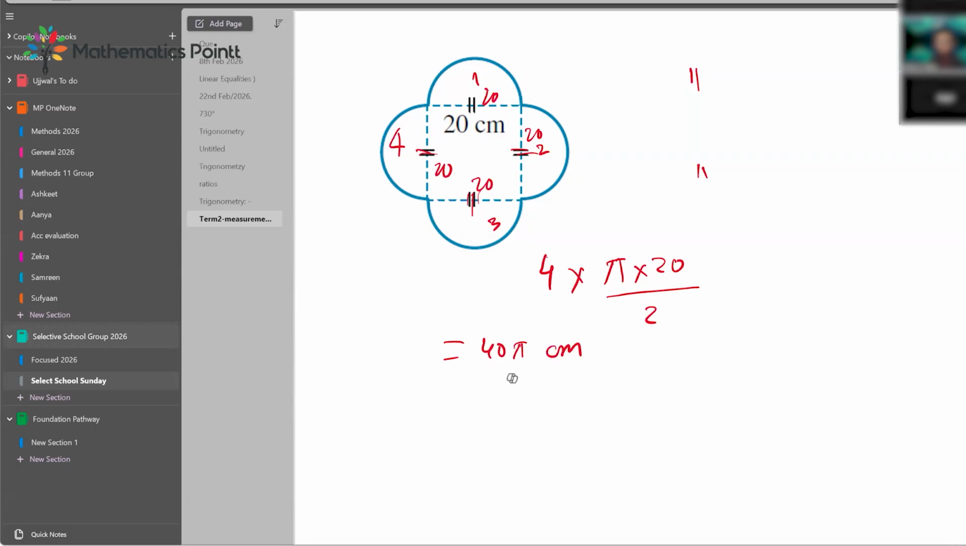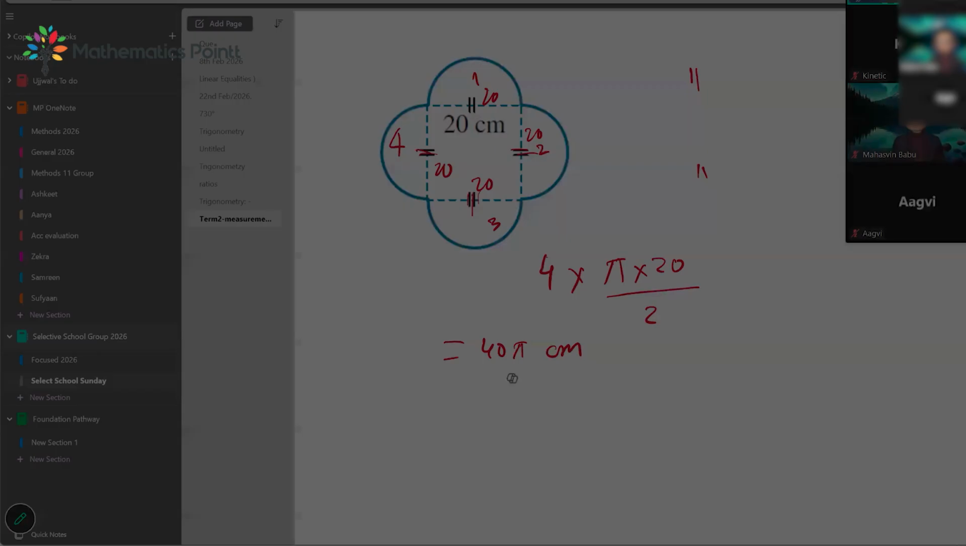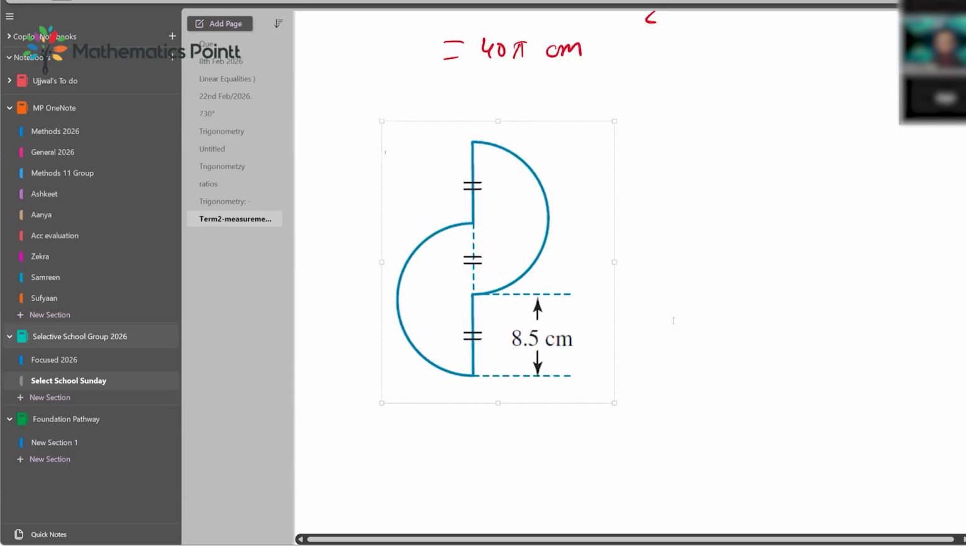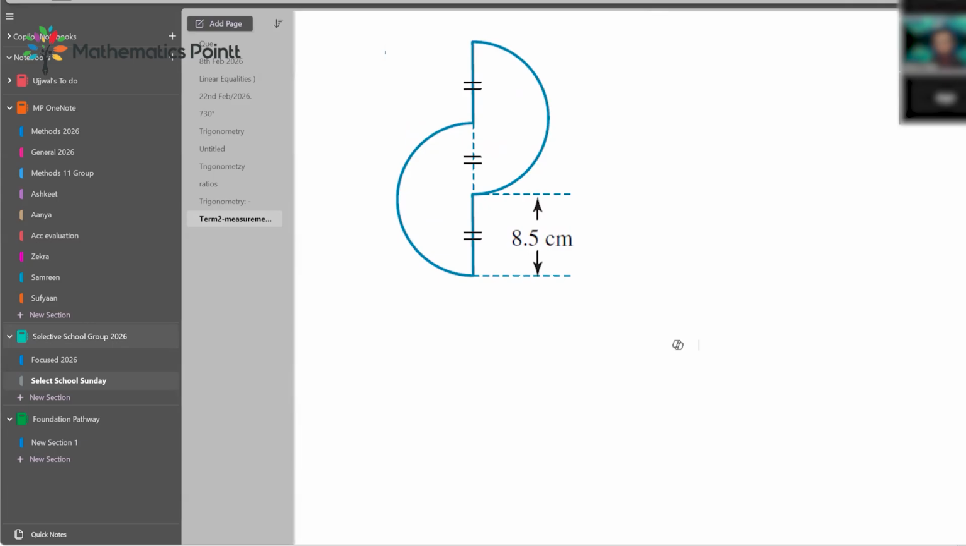Let's get the ball rolling to something which is even more interesting. Another shape coming to you now. There you go. Take your time before you attempt this. Perimeter. We are all doing perimeter. There's no area yet. I haven't touched upon area. Concentrate. Give me the simplified answer in terms of pi.